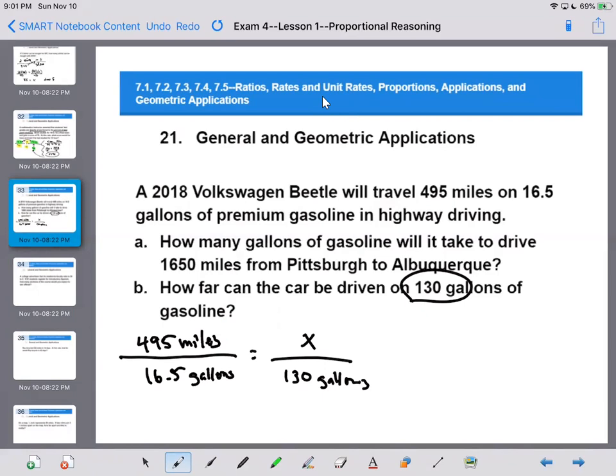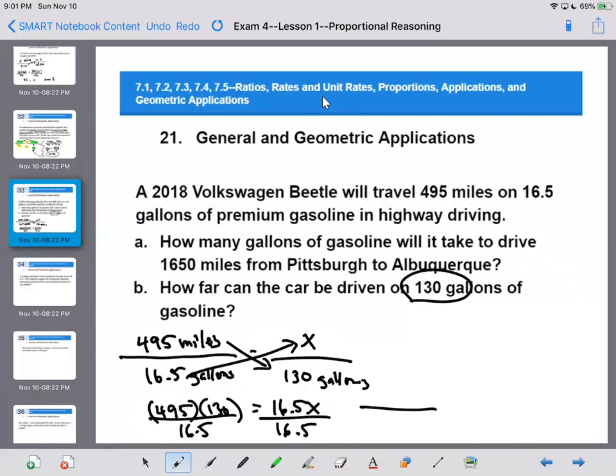I can use the cross product, so 495 multiplied by 130 and 16.5 divided by X. So I'm just going to divide both sides by 16.5. And then over here, I'm going to say my answer X is equal to 495 multiplied by 130 is 64,350 divided by 16.5. And I'm going to get about 3,900 miles on 130 gallons.